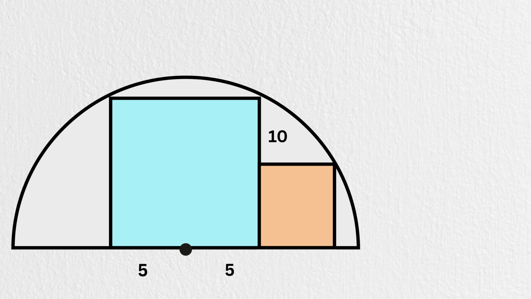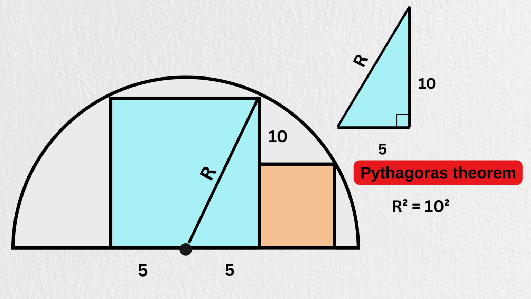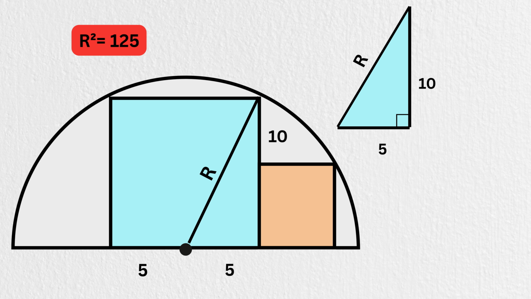Now we can draw the radius from the center of the semicircle to the upper right corner of the large square, just like this. We can call it r as it is the radius. Now closely look at this green triangle. We get the height of this triangle as 10 units and the base as 5 units. The hypotenuse is r. Since this is a right-angled triangle, we can apply the Pythagorean theorem. We get r squared is equal to 10 squared plus 5 squared. That means r squared is equal to 100 plus 25. This gives us 125 units. Let's keep the r squared value as it is here.